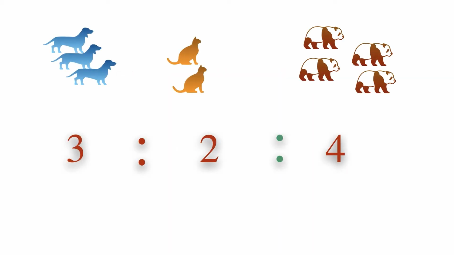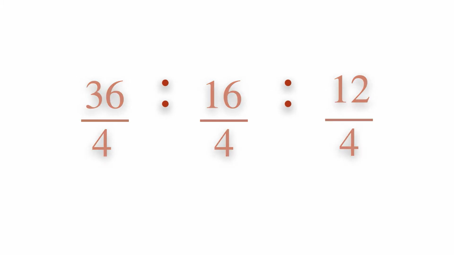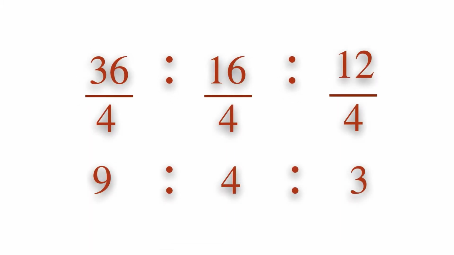We can extend the ratios by adding an extra column to represent further quantities so that comparison can be made with more than two categories. In order to write this ratio in the simplest form, we now need to find a common factor of all three numbers of the ratio. 4 divides everything in this case. 36 divided by 4 gives 9, 16 divided by 4 gives 4, and 12 divided by 4 gives 3. The ratio is now in its simplest form as nothing else divides them.